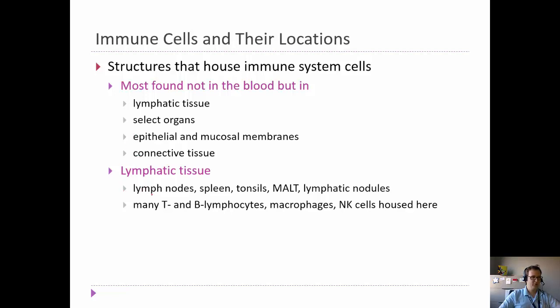Lymph tissue itself is comprised of lymph nodes, the spleen, tonsils, the mucosal associated lymphatic tissues like the ones found in our mucosal membranes, and lymph nodules, which are the small subsections of a lymph node. In this tissue, we'll have many T and B cells, many macrophages, and also our natural killer cells stored within these tissues.